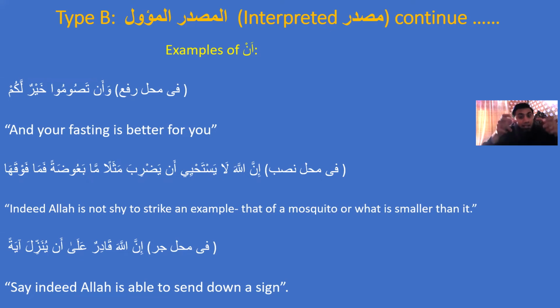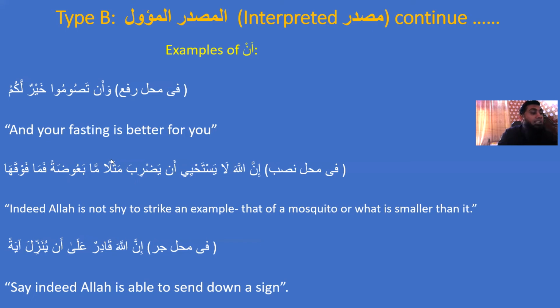And we know that the answer of "from what" is called maf'ul. Now, instead of saying a simple maf'ul, one word, what is used here? An. And then yadriba masalan ma ba'udatan fama fawqa is a complete jumla. Yadriba is fi'l mudare. Actually, it was yadribu, but because an is a harf nasab, yadribu has become yadriba.